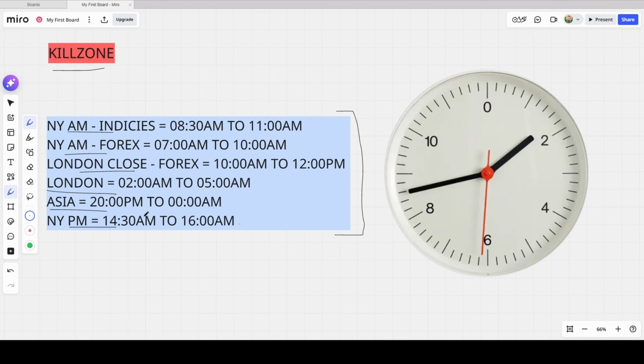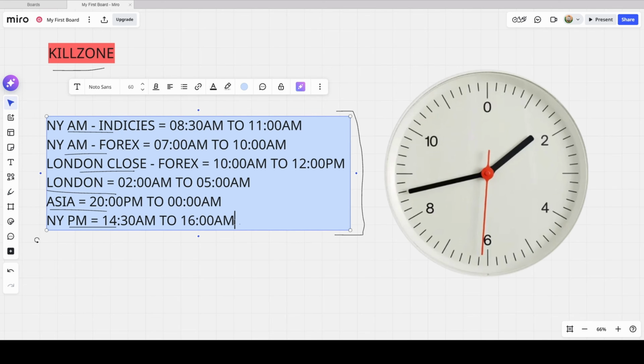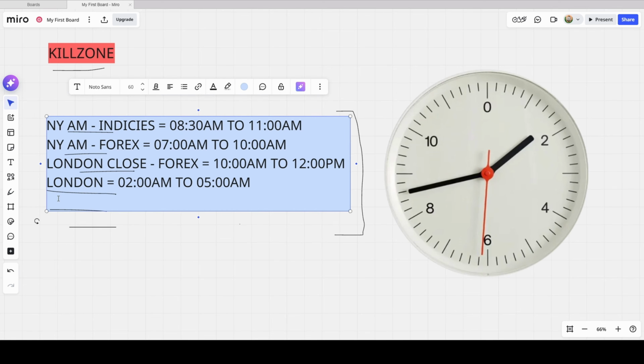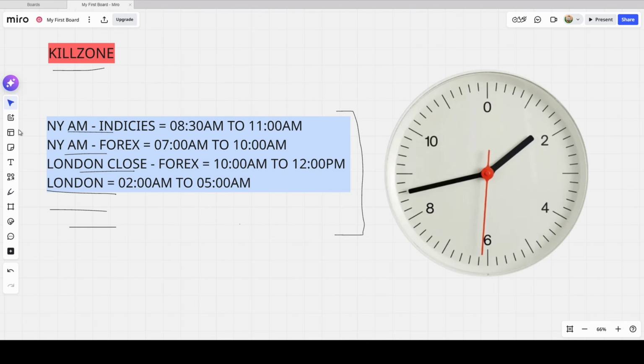Now, even though all sessions matter, we're not going to focus on every single one of them. Instead, we're going to narrow it down to the sessions that typically give us the best opportunities and the cleanest moves. For me, that's London and New York AM. When it comes to the London session, I'm mainly focused on the window between 2 and 5. This is usually where we see expansion, liquidity sweeps, and the formation of the daily high or daily low. London often sets the tone for the rest of the day.